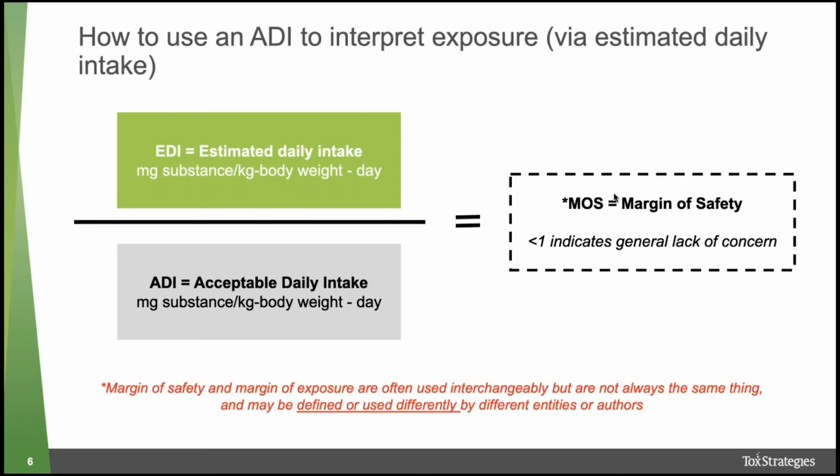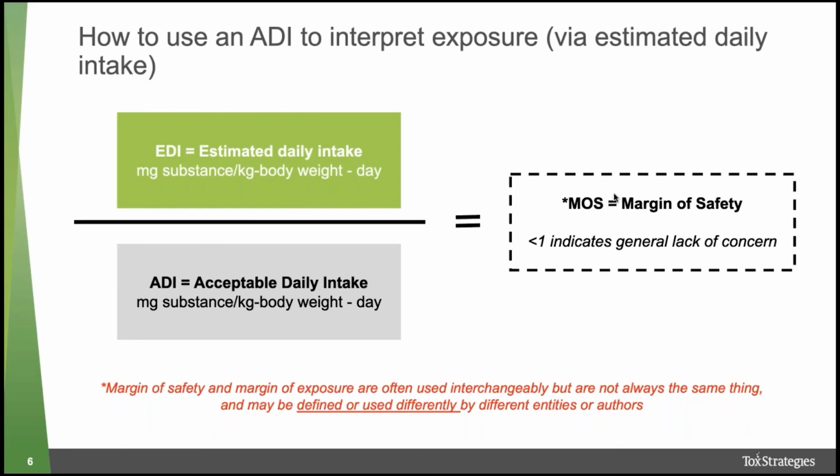Now, one thing I do want to also make sure that I point out is that the risk assessors and different entities globally use different terms to describe this ratio. Sometimes it's margin of safety, sometimes it's margin of exposure, and in some instances, the ratio might be evaluated inverse to what you're looking at now.